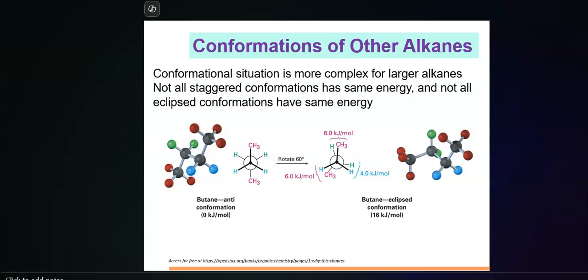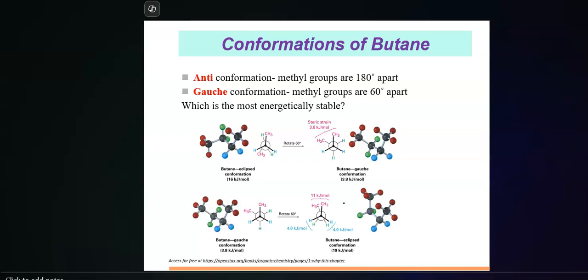But if you do one more rotation, if you go from that eclipse that we saw to the next one, which is a staggered one, now this staggered is different from the anti, because here the CH3s are close to each other, and this incurs what is called steric strain. Steric strain is the repulsive interaction that occurs when atoms are forced closer to each other than their atomic radii would allow. So you can see that they are getting close to each other.